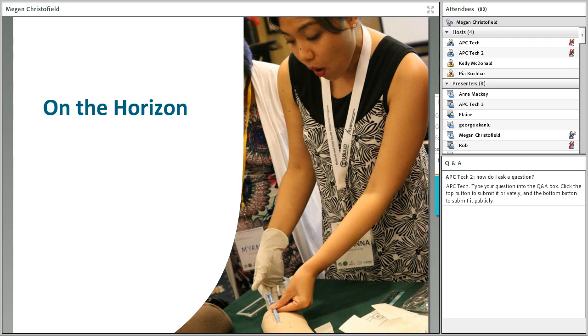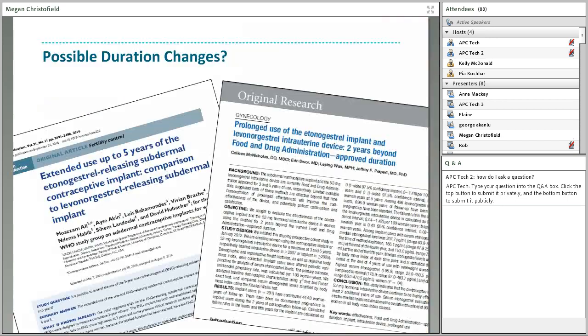One final thing before I hand this back over to Elaine, I just wanted to quickly address a final programming consideration that might be on the horizon, which is a possible change in the approved duration of use for the one rod contraceptive implant product, Implanon. Study findings published in 2016 and 2017 demonstrated that the 3-year Implanon product can actually provide contraceptive protection for up to 5 years, rather than the 3 that it's labeled for.